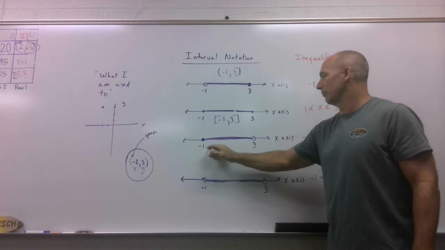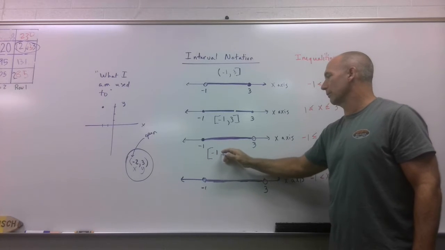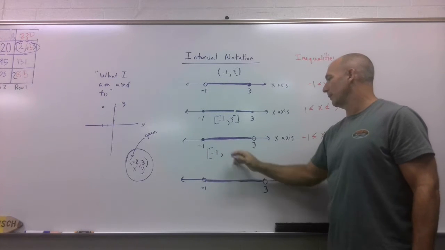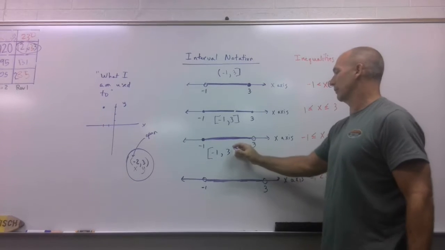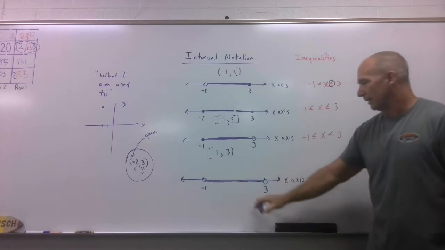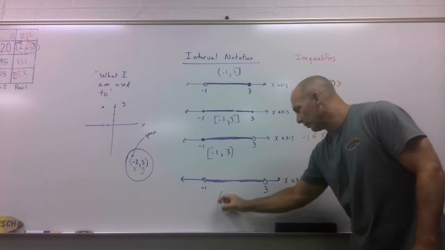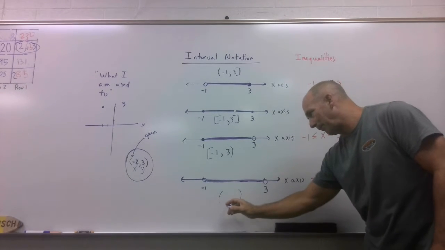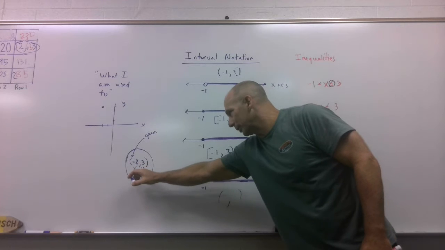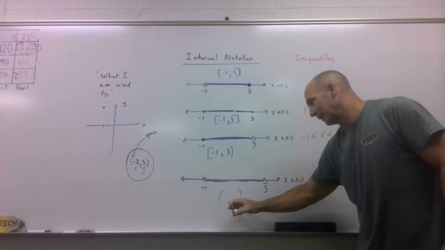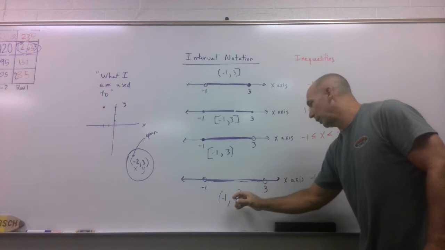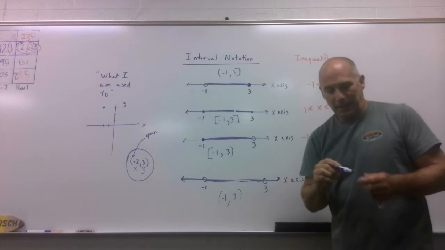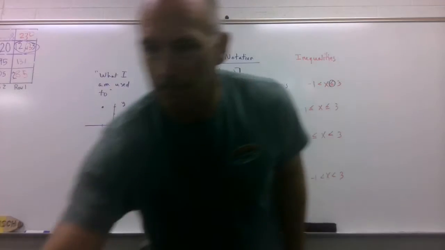This one, bracket, -1, comma, all the way up to 3, parentheses. Correct, parentheses. Now this one is parentheses, parentheses, comma, which looks a lot like this coordinate point, but it's not. It's different. It's talking about x values only, -1, 3. And I'm going to hit pause for just a second.